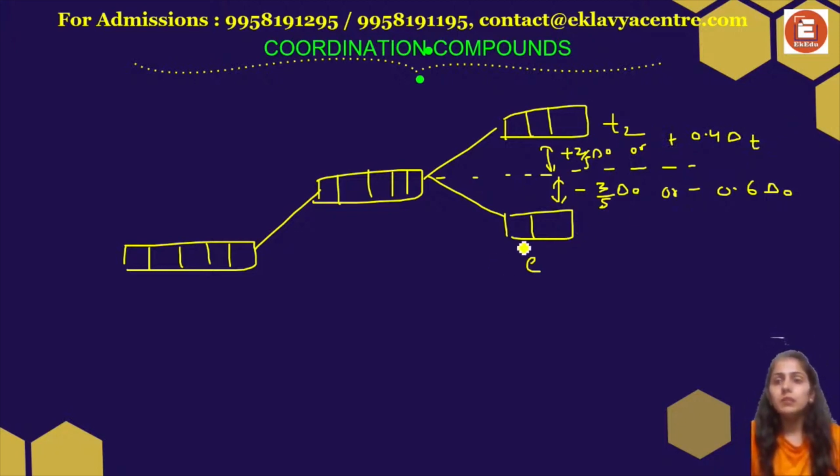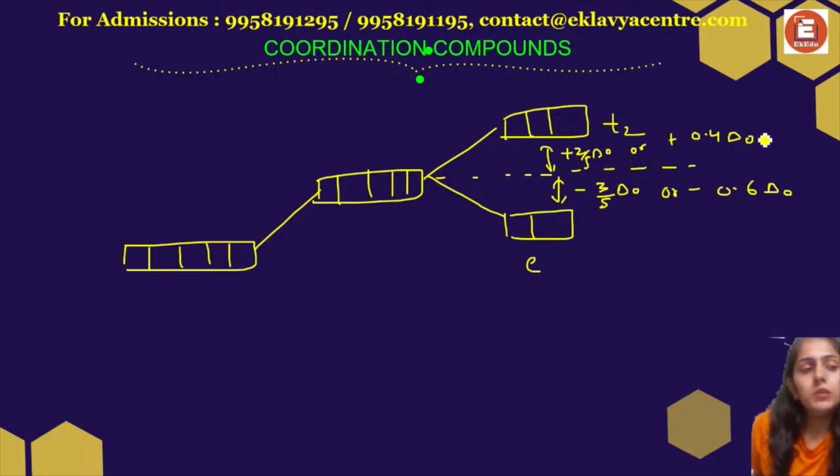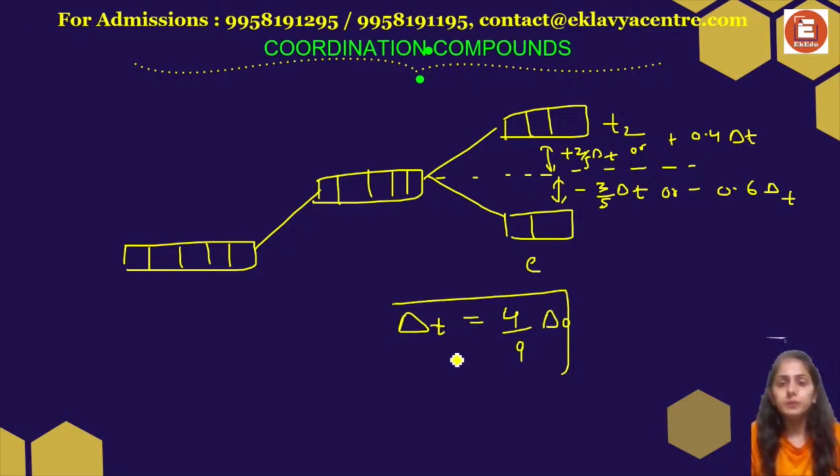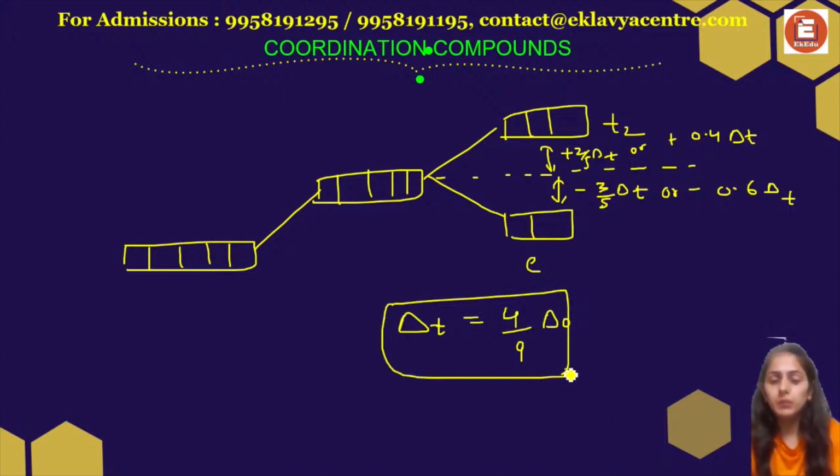Del O, right? This is how you have to do this. I hope it's clear to you how to calculate the value of CFSE in case of tetrahedral species. Remember one thing, because it is tetrahedral, we write it as del T. The relation is del T equals 4 by 9 of del O. This is what you have to remember.